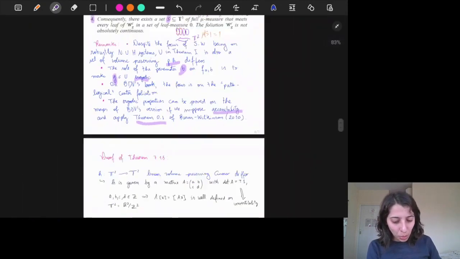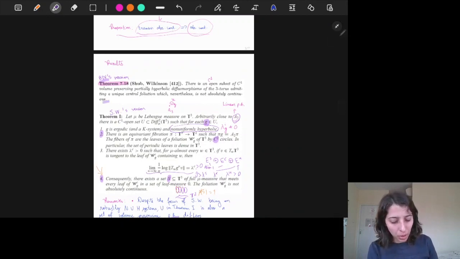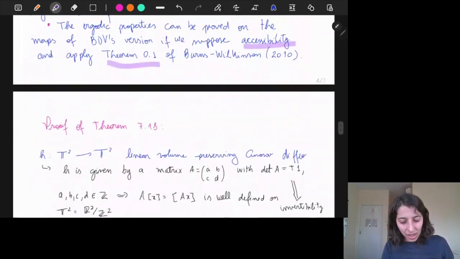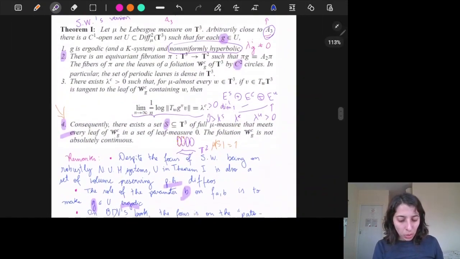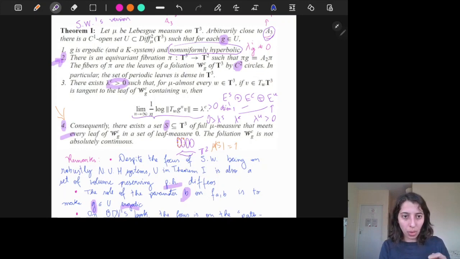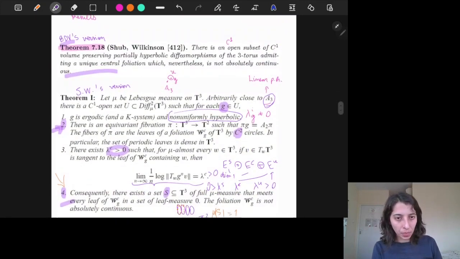But let's go to the proof of this theorem, the book version, that is simpler, and just focus on the part 4 here. Of course, we will also show that there is a non-zero Lyapunov exponent, and this condition will also follow. The only thing that doesn't follow in the book version is the ergodicity.